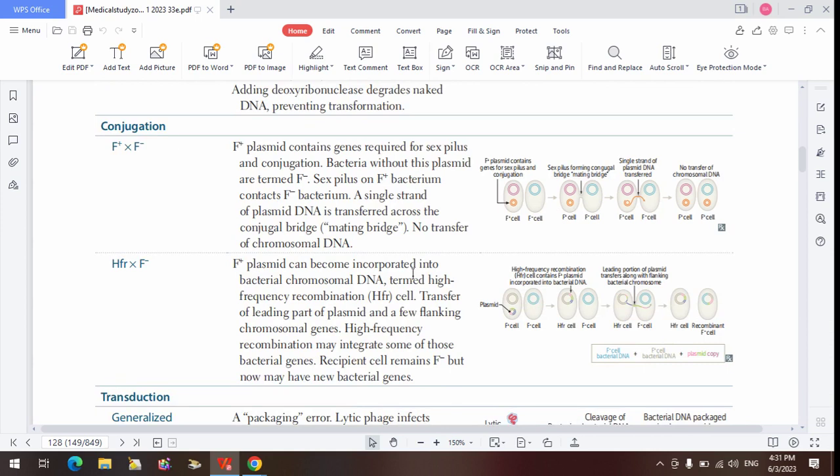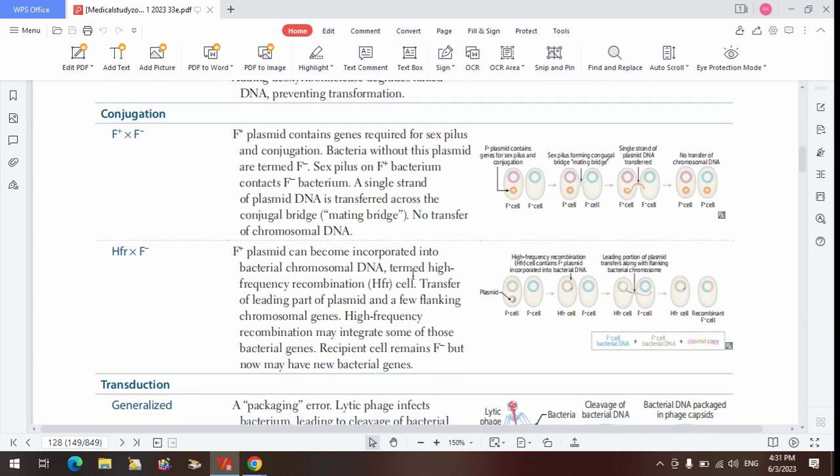The next one is conjugation. For conjugation, you need to have the pili. The pili need to be involved for conjugation. And one thing about the pili is that the pilus gene is encoded within the plasmid. So within a bacterial cell, we have two forms of DNA: the plasmid DNA as well as the chromosomal DNA. The plasmid DNA is not a chromosome; it is extrachromosomal DNA.